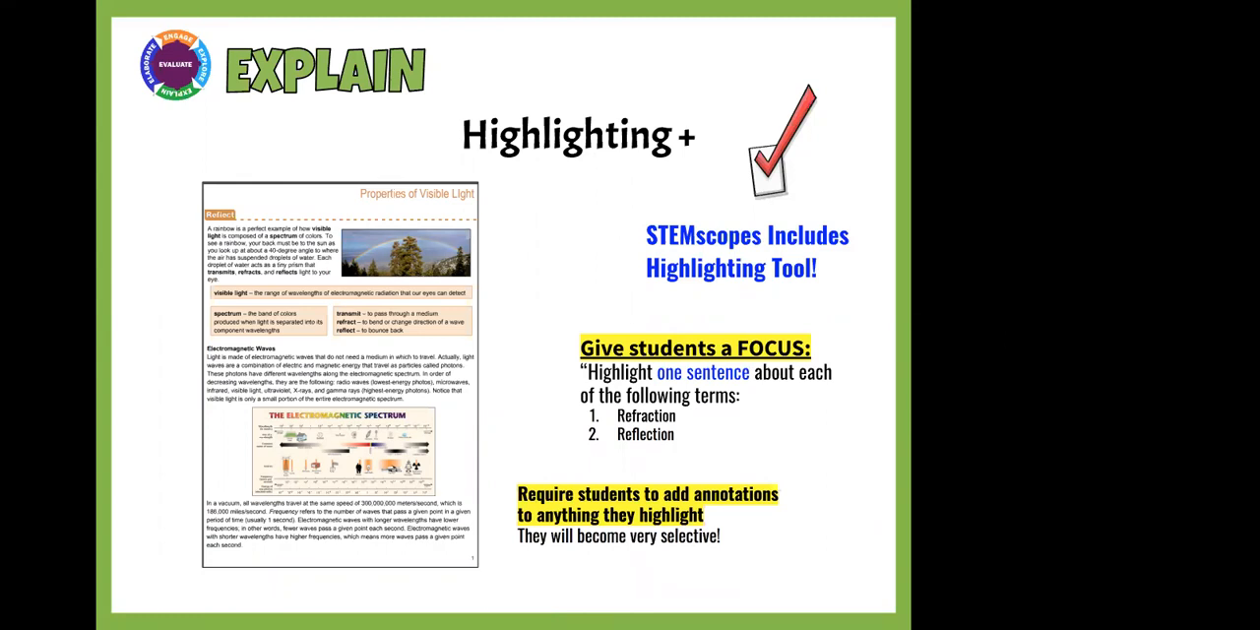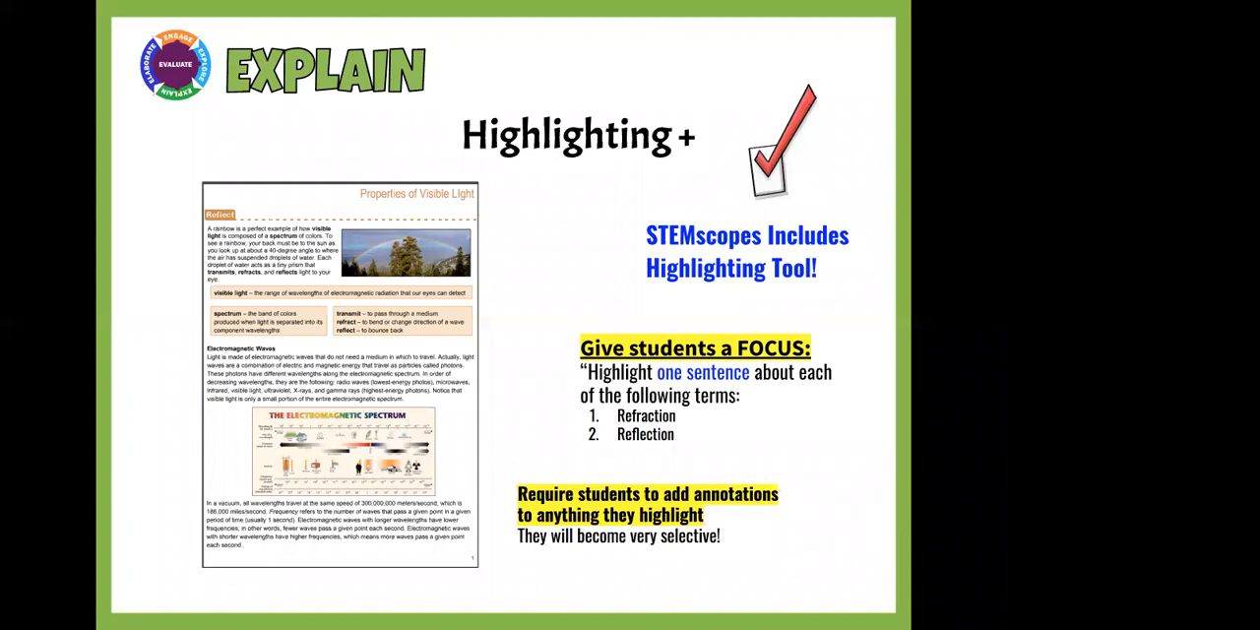Well, my students wanted to make it all look pretty, and instead of highlighting key information, they were just highlighting half of the page. So it didn't make any sense. I invite you to make sure that you give your students a focus. Say, when you read the first paragraph, you can only highlight one sentence about refraction. If you could only highlight one sentence, what would be the sentence that is the most important, the one with the key information that we would need?